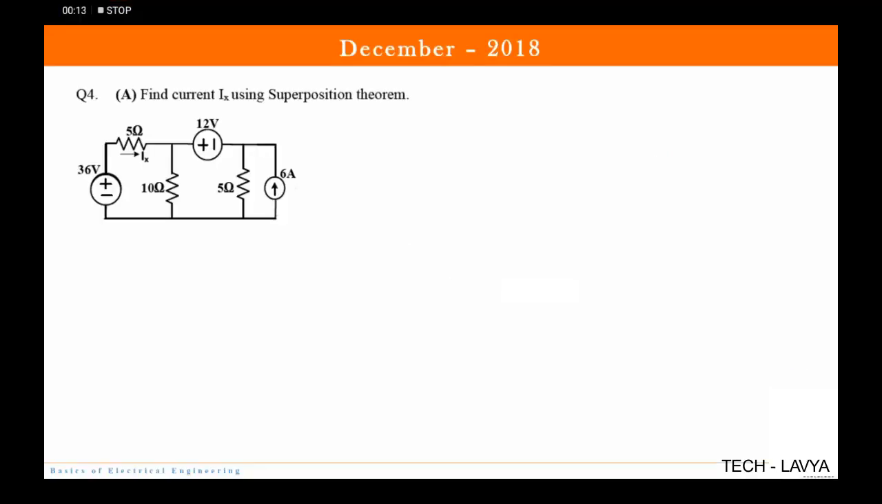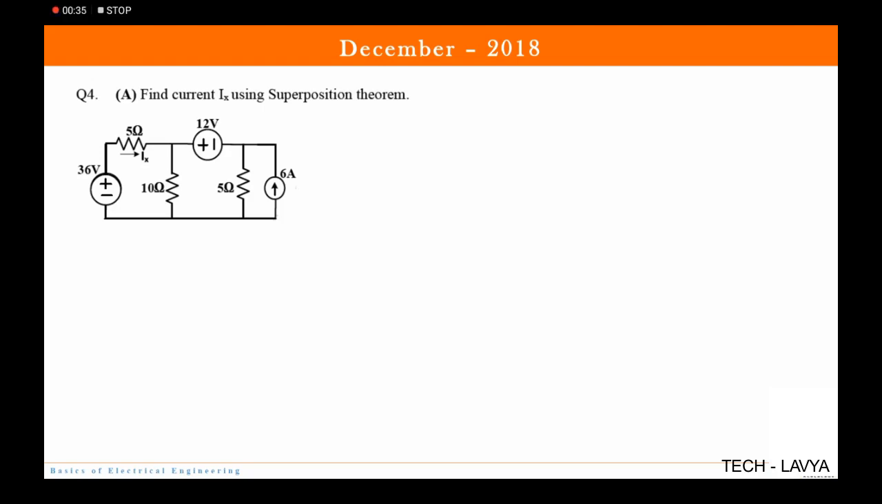What is our next question? So the fourth question is: find the current Ix using the superposition theorem. Here we have two voltage sources, one of 36 volts and another of 12 volts, and a current source of 6 amperes. Ix is the current which is flowing through the 5 ohm resistor, correct?